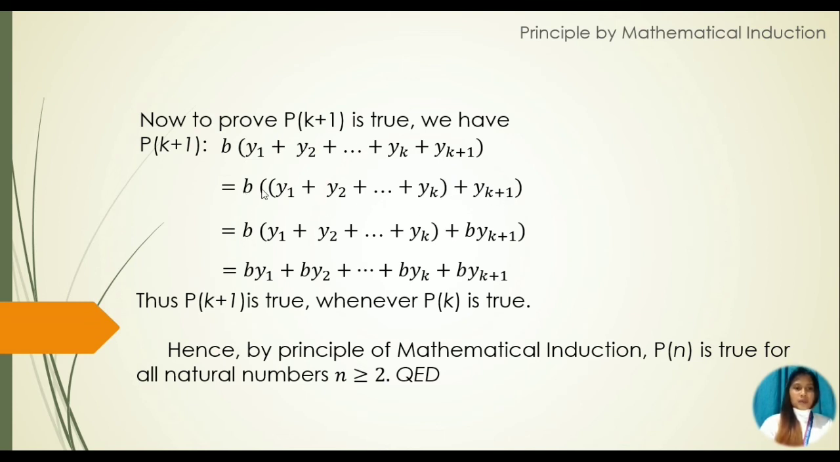Then multiply b times the quantity y sub 1 plus y sub 2 plus up to y sub k, plus b y sub k plus 1. Alright, so now we will simplify this. We have b times y sub 1, we have b y sub 1, then b times y sub 2 is equal to b y sub 2. So that's why we have b y sub 1 plus b y sub 2 plus up to b y sub k, then copy b y sub k plus 1. So thus P of k plus 1 is true whenever P of k is true.